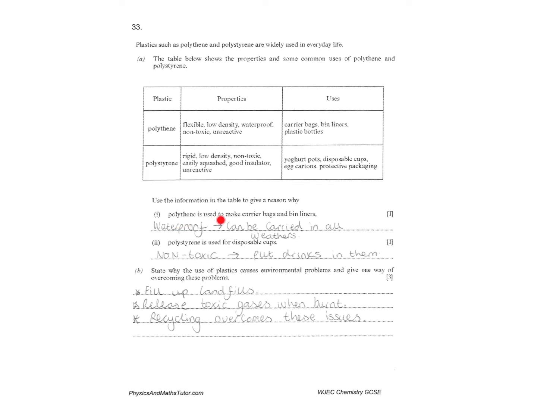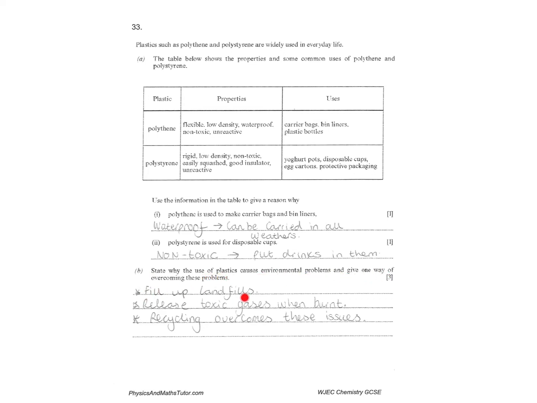Next question then, looking at different types of plastics. This says polyethylene is used to make carrier bags and bin liners. What are the properties on the table would be the best as to why it's been chosen? Okay, I would have put waterproof because it can be carried in all weathers. And then polystyrene used for disposable cups. It's non-toxic, so you can put drinks in them, so you're not going to get anything when you have your drink.